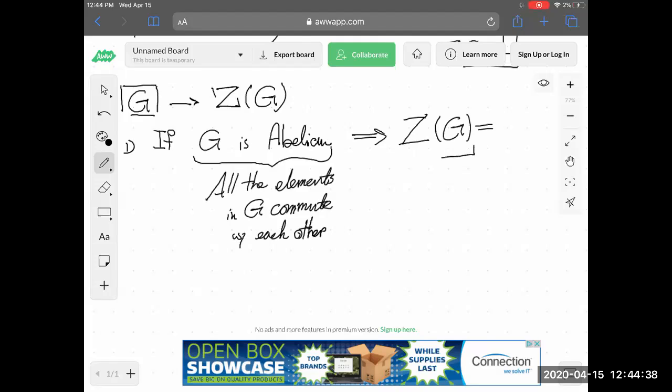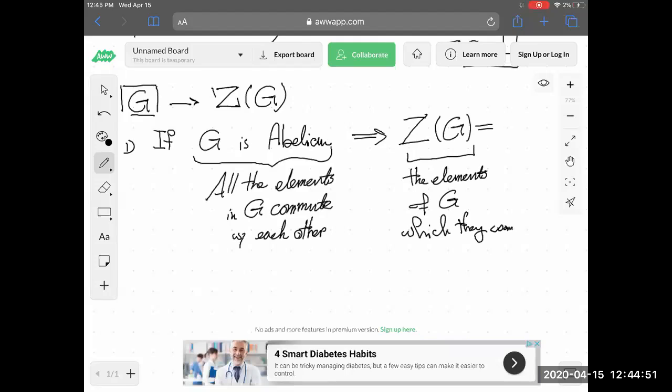Now, the center is the elements of G which commute with other elements of G. Now, can you guess what is the center of the group if the group is abelian?